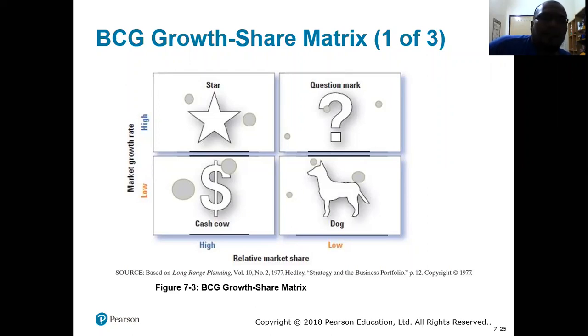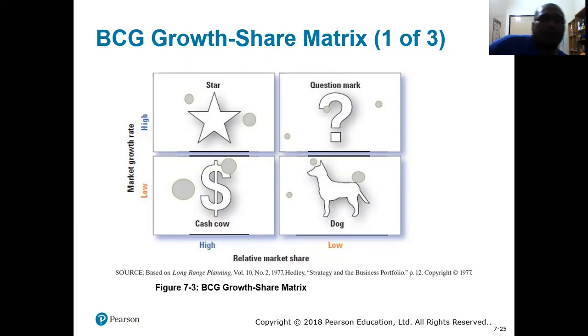Then the industry is still attractive because there are still a lot of opportunities in the industry. But again, our market share is low. Why is our market share low? Maybe because many competitors already entered the market. So in order to fight with them, we need to invest more. So that's why managers have to decide whether they want to invest or not. That's why it is a question mark.